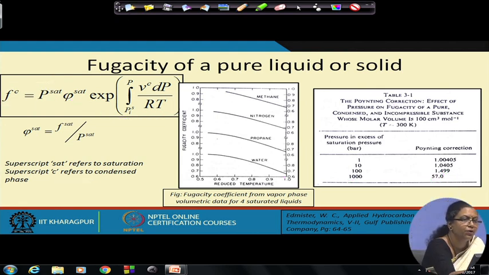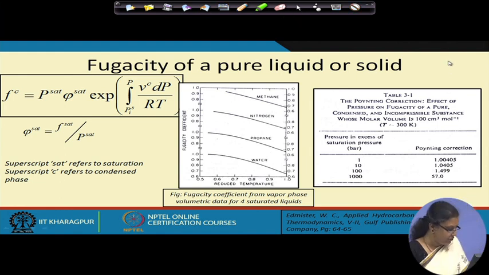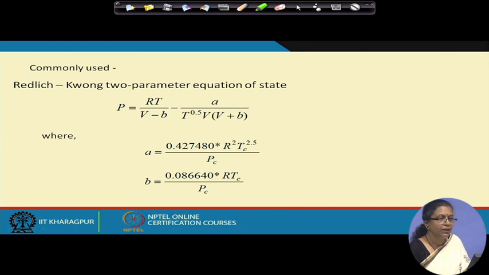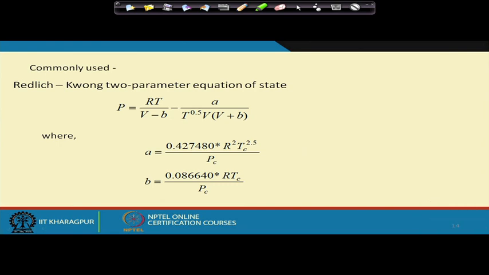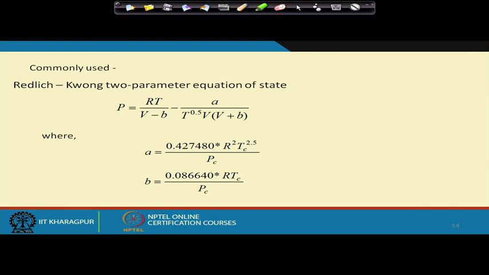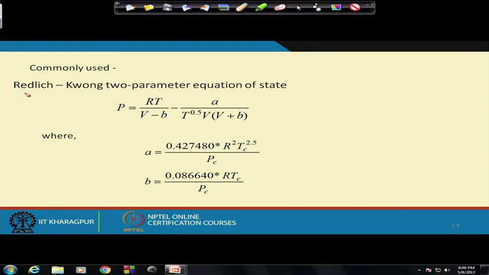Now, before ending fugacity, there is one more thing that I would just like to mention. This is very commonly used for predicting the fugacities of hydrocarbons, and therefore I have discussed this particular equation. Usually they use the Redlich-Kwong equation of state, which is given here. You already know it, with the constant values given in this particular equation.